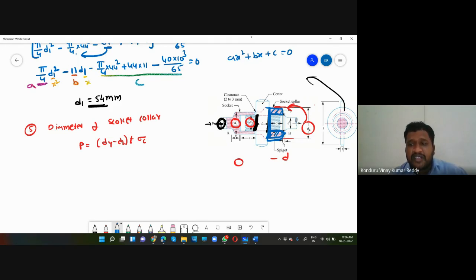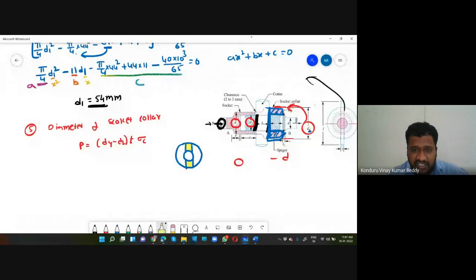Okay, if you see, the external diameter is d4, internal diameter is d2. This is d4 and this is d2. Here there is a slot. I am just finding the area of cross section for this.